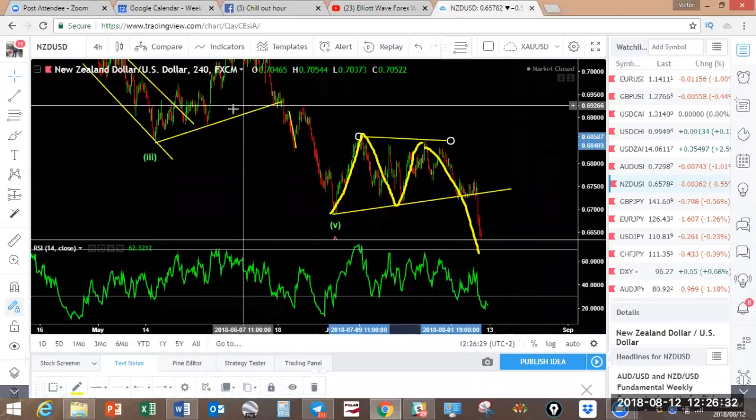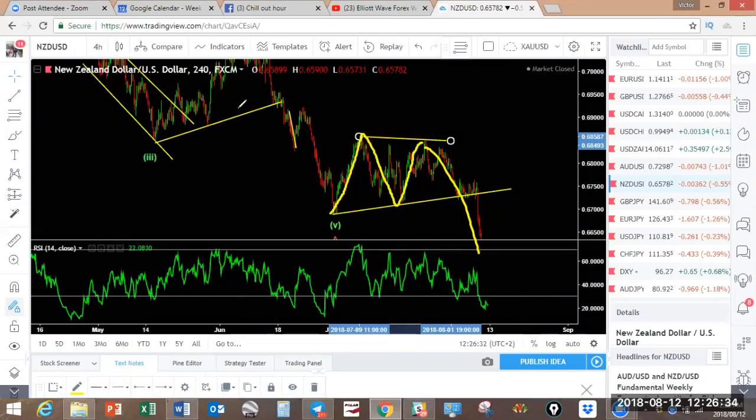It gave a very textbook entry last week. After making a 3-wave correction, it came down. So you could have missed this move here. You could have even missed it here. But when it came to this level, you're getting a clear 3-wave correction.